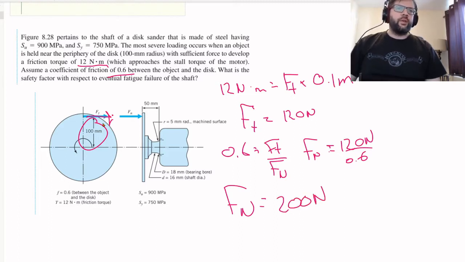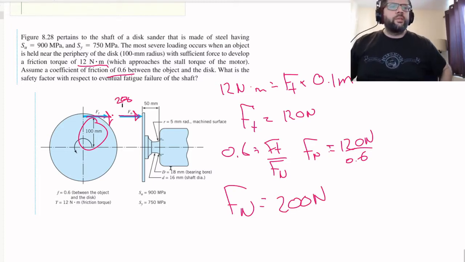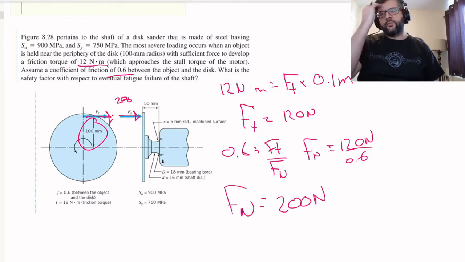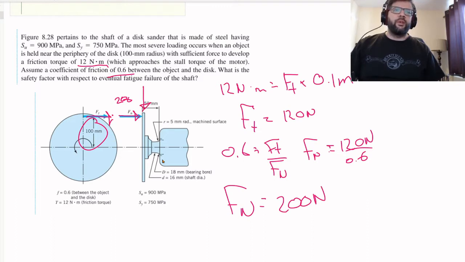So we've got this Fn here, that's 200 newtons. So we've got enough to kind of figure out what the loads are here. Basically, we are going to have torque, axial, and a bending moment. Unlike most loading situations, we're not having a bending moment that's caused by a downward force. We're having a bending moment that is caused by a horizontal force that's offset vertically instead. But it ends up being the same thing.